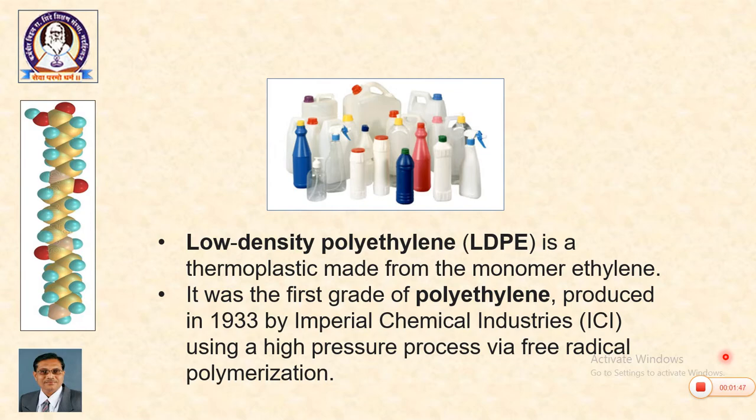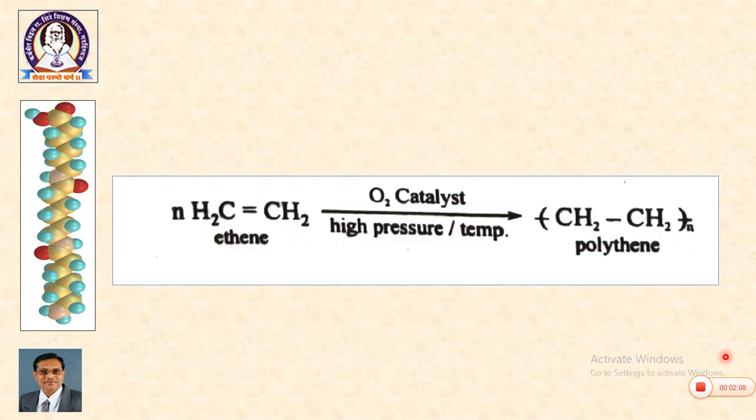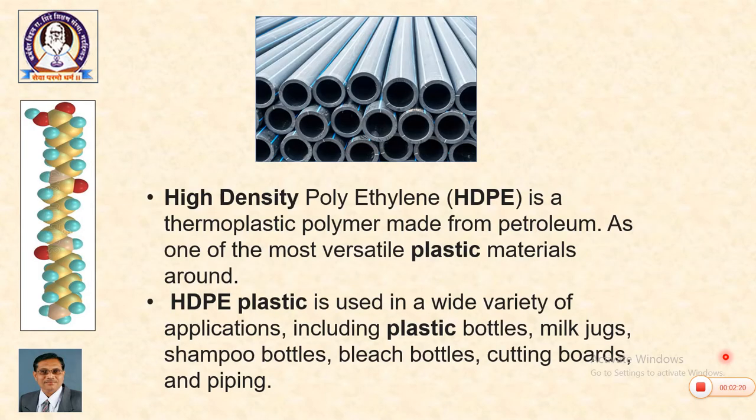Low density polyethylene is a thermoplastic made from monomer ethylene. It was the first grade of polyethylene, produced in 1933 by Imperial Chemical Industries (ICI) using a high pressure process via free radical polymerization. The reaction is n molecules of ethene under high pressure and temperature, with an oxygen catalyst, we get polyethylene.